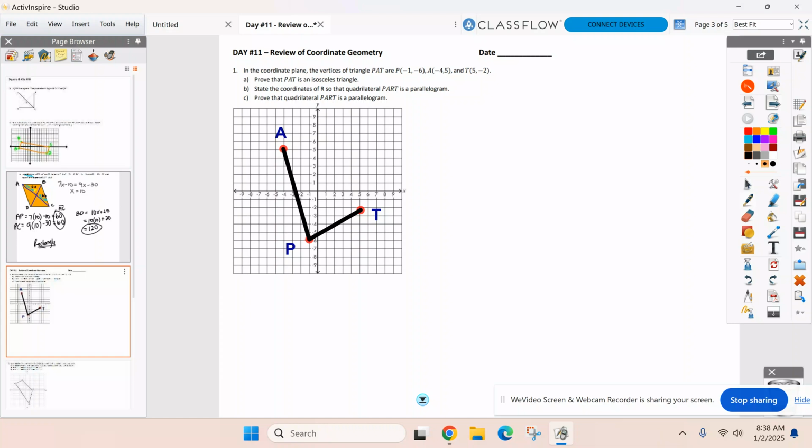Add to your paper right now. As you write them down on your paper, these will not be given to you on Tuesday's test. You are responsible for these 3 formulas. Once you have those formulas, go ahead and graph the vertices of triangle PAT. So make sure you have those 3 formulas and go ahead and graph part A.